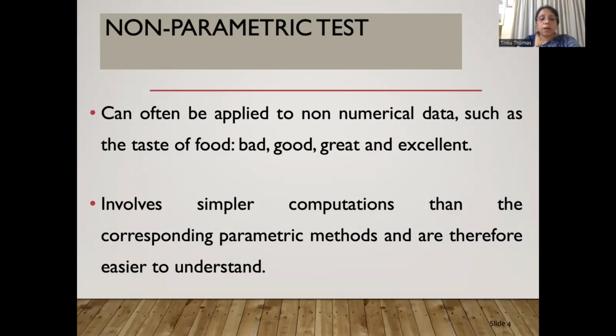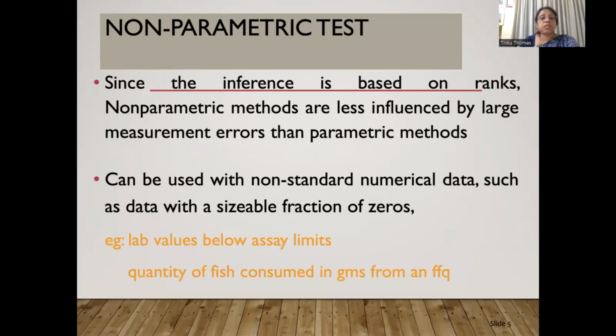They are simpler to calculate. For example, a median is much simpler to calculate than a mean, or an interquartile range is much simpler to calculate than an SD. But there are some disadvantages also. Non-parametric tests are based on ranks, basically. So you arrange the data and order them in terms of ranks. So the data has to be ordinal at least.